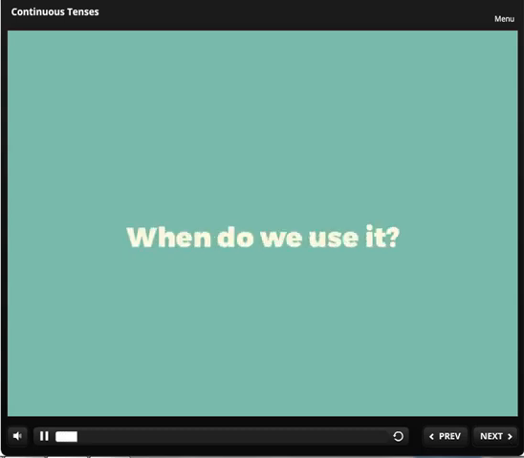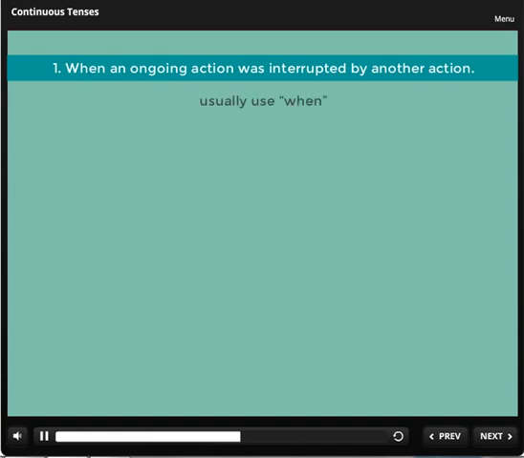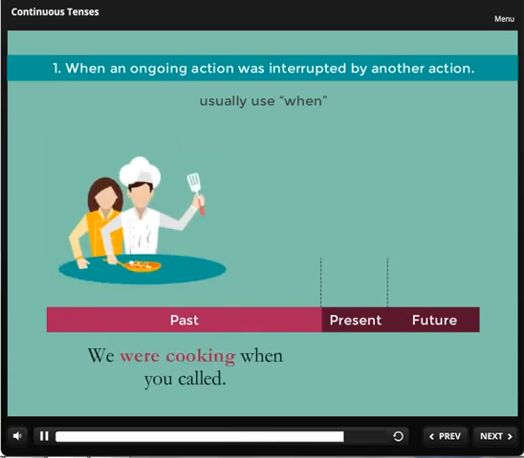We use past continuous for three main reasons. To show that an ongoing action was interrupted by another action in the past. In such sentences, we usually use the word when to signal the interruption. For example, we were cooking when you called.